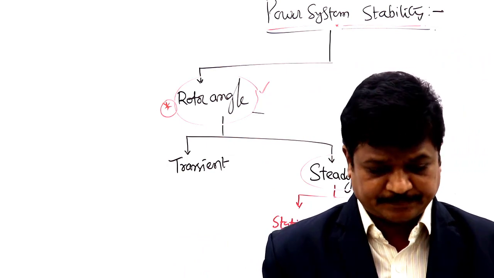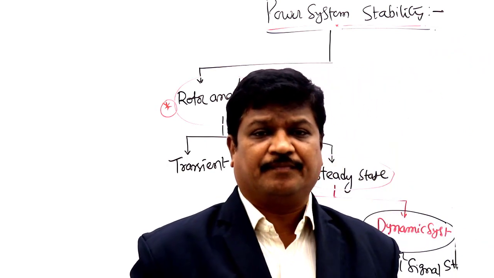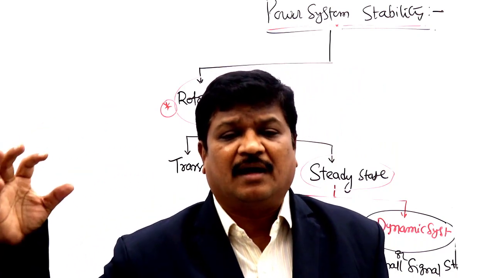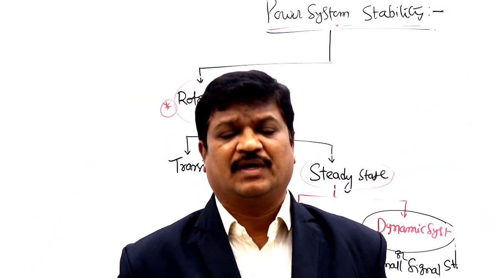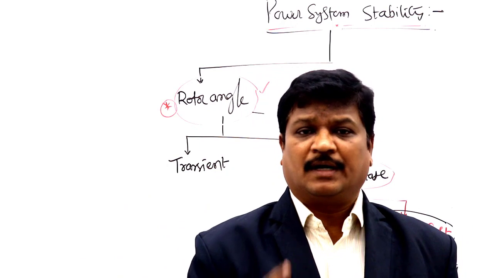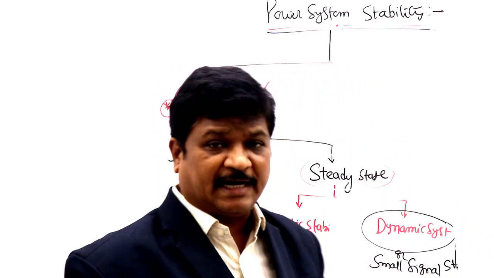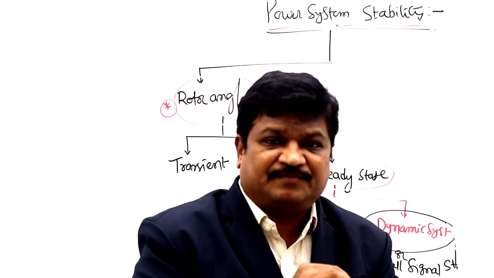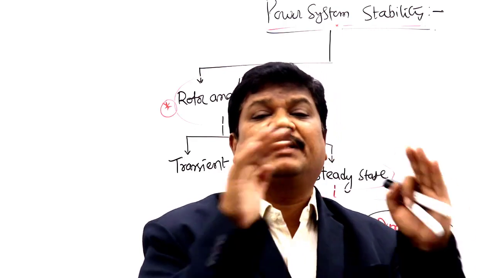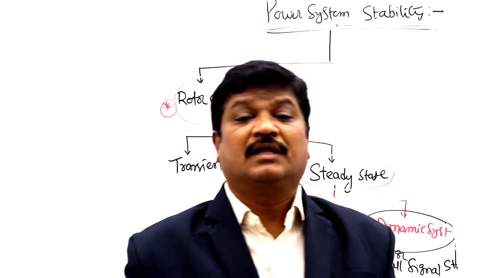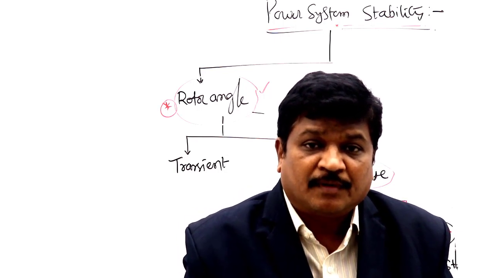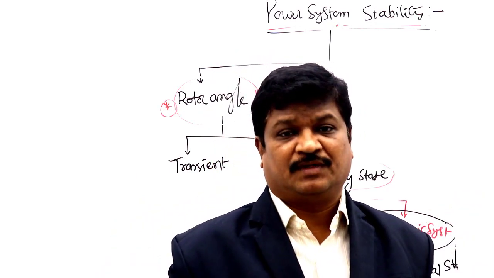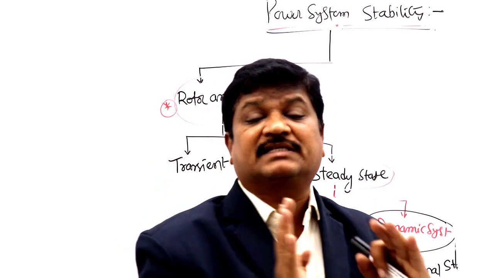Stability in the power system means the system retains its normal state or stable state after a disturbance. Did you get the point or not? Stability is defined as the power system retaining its normal state after a disturbance. The disturbance may be very small, very large, very slow, or very fast.